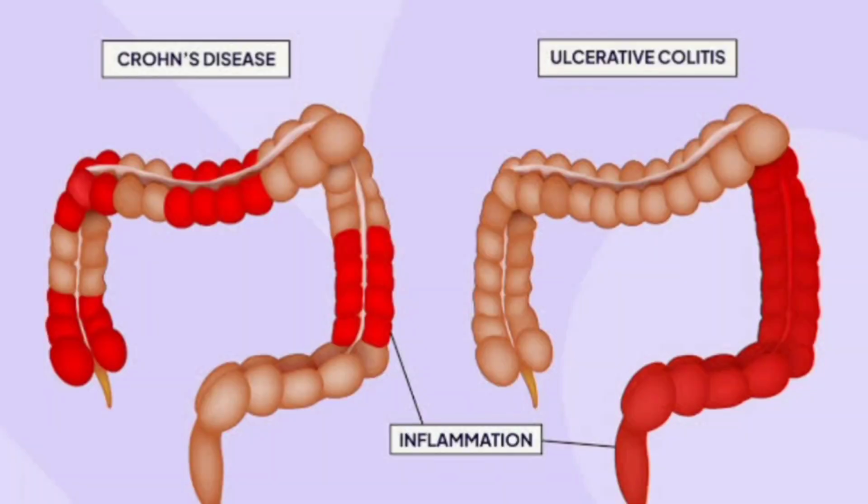So right now Crohn's disease is covered: gross feature of Crohn's disease, microscopic feature of Crohn's disease, gross feature of ulcerative colitis, microscopic feature of ulcerative colitis. Now coming to the clinical features of IBD, inflammatory bowel disease.